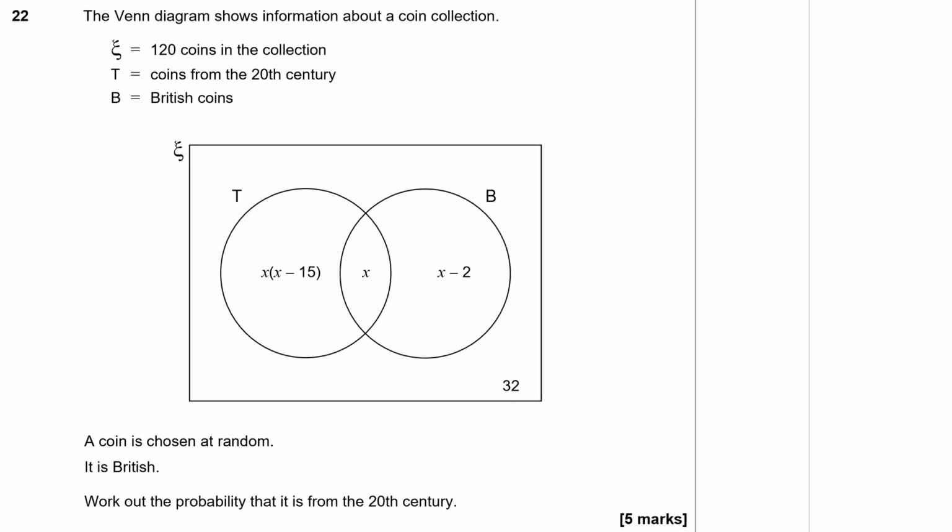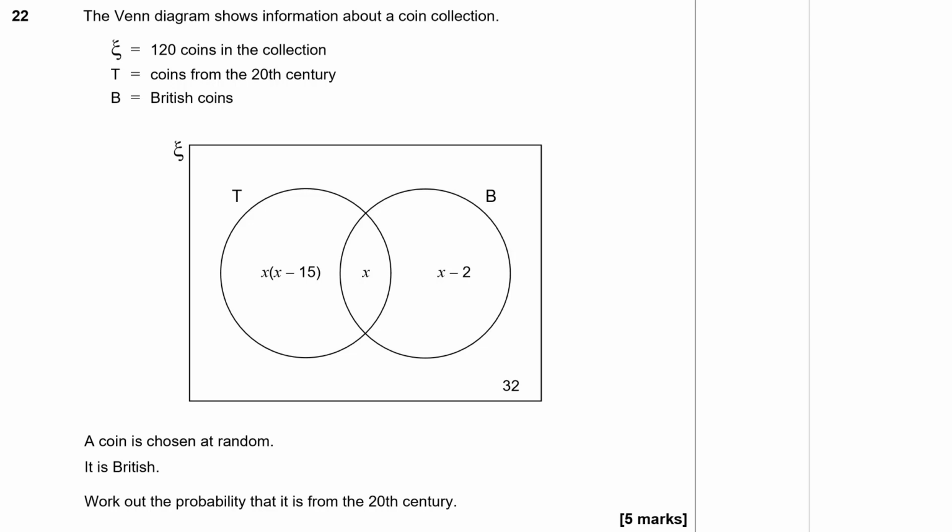Question 22 has got a Venn diagram showing information about a coin collection. Now we're told this curly E is the universal set and we're told there are 120 coins in the collection altogether. T is the set of coins from the 20th century and B is the set of British coins. So obviously there's a bit of an intersect where the British coins from the 20th century are.